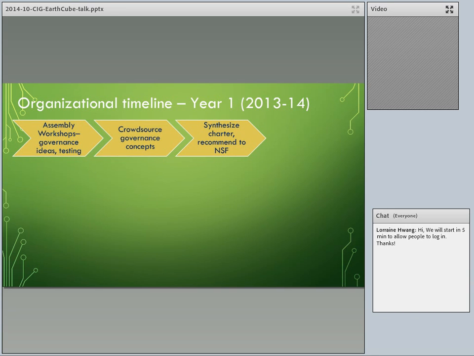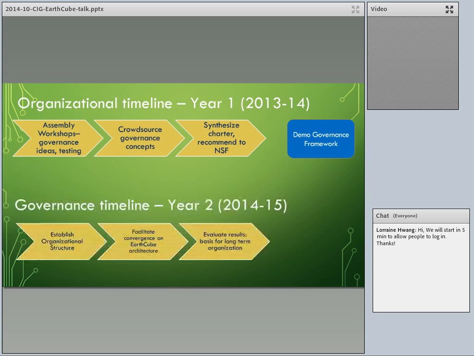Now, the organizational timeline. This is the timeline to organize the governance together. Another slide shows that governance. They do the assembly workshops first, crowdsource governance concepts, and provide a recommendation to the NSF. This has now been done, and we now have a demo governance framework. And here too, which is starting right now, is to establish organizational structure, safe convergence, and EarthCube architecture.